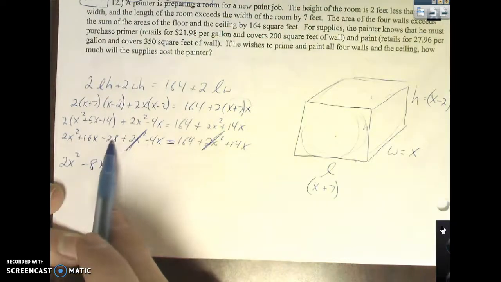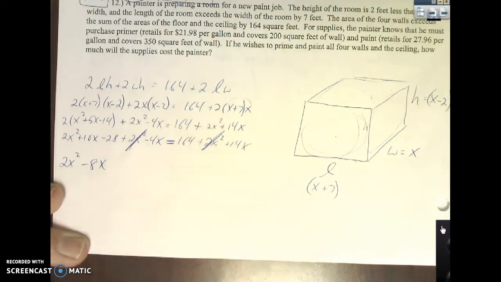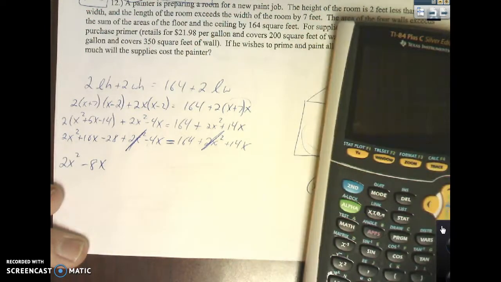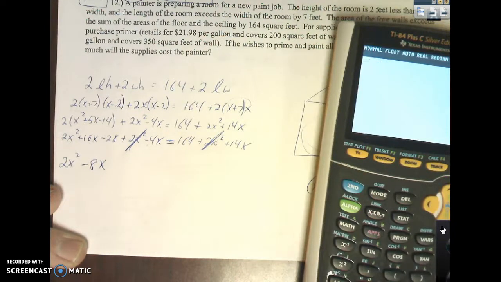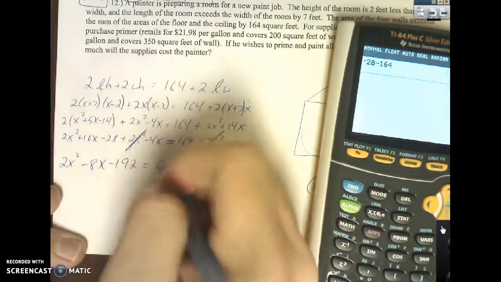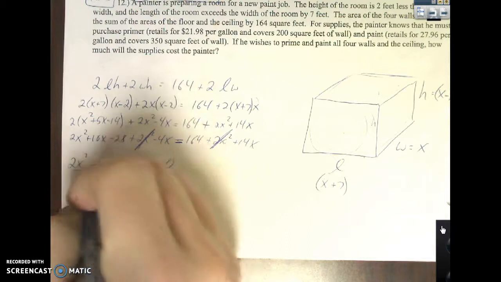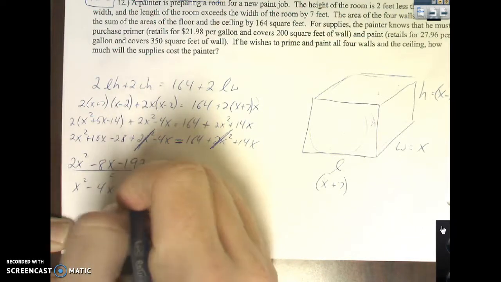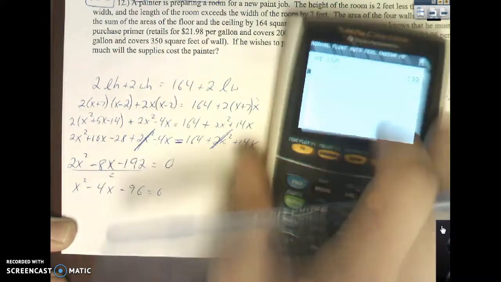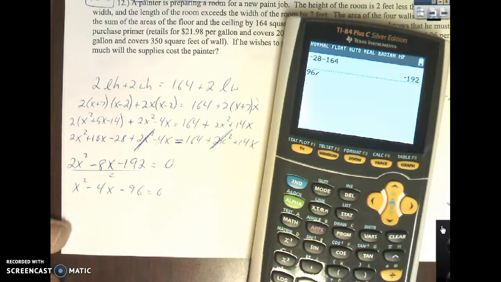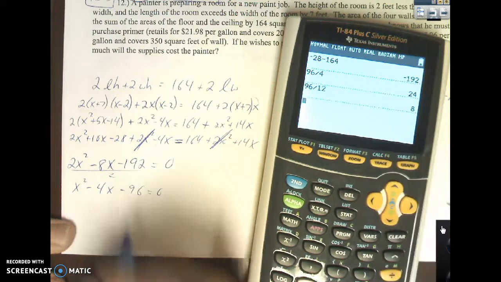And then negative 28 minus 164 is negative 192 equals 0. Do you see a GCF here? Yes, 2, I can divide everything by 2. I get x squared minus 4x minus 96 equals 0. Now, let's see here. 4 and 24 doesn't work. 12 and 8 works. I can factor this.